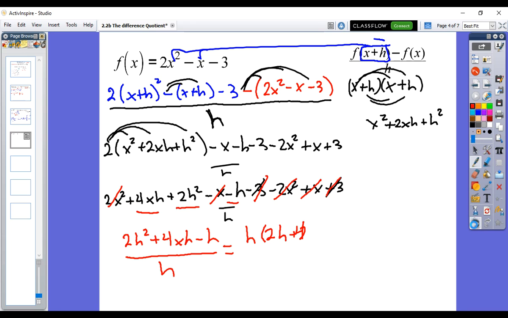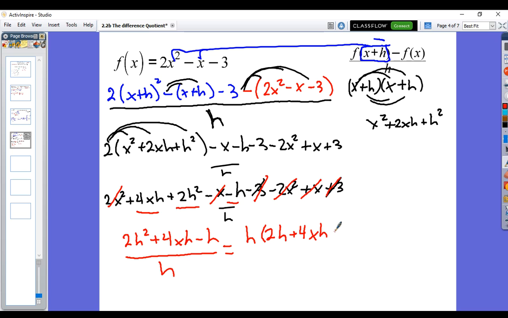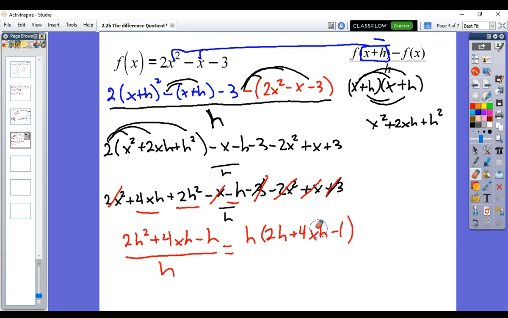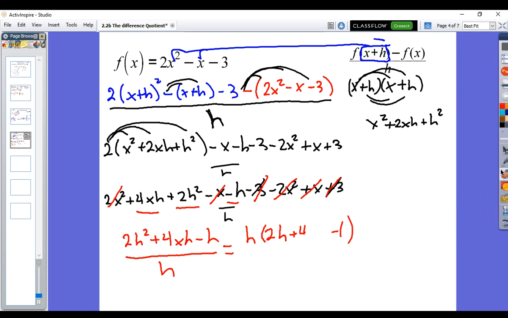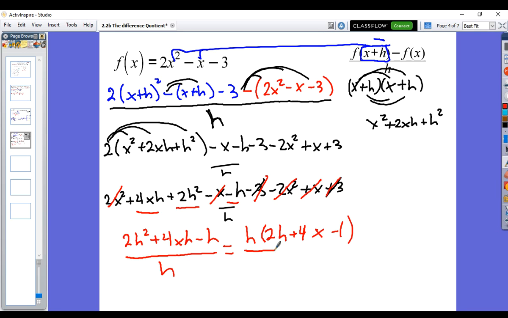That looks ugly. I can't just rub it and erase it like you can with a dry erase marker. All right, 4xh minus 1. When you took that h out, it left you just 1. Actually, this h is gone as well because we took that out. Let me erase that. So it's just x only. That's my bad. x all over h. So those h's cancel out, leaving us just the expression 2h plus 4x minus 1.